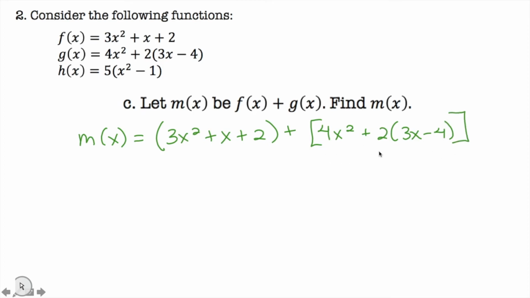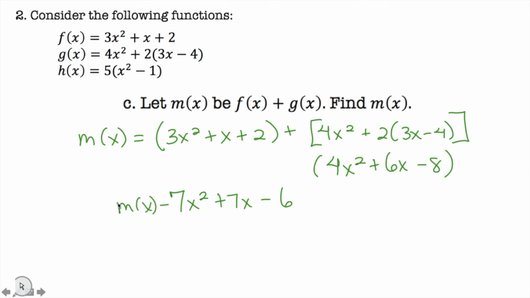We have to distribute this first, so we get 6x minus 8, and 4x squared, bring it down. Then we're going to add these together, so 3x squared plus 4x squared is 7x squared. And x plus 6, that's 1x plus 6x is 7x. And 2 plus negative 8, that's the same as 2 minus 8, which is negative 6. So m of x will equal 7x squared plus 7x minus 6.